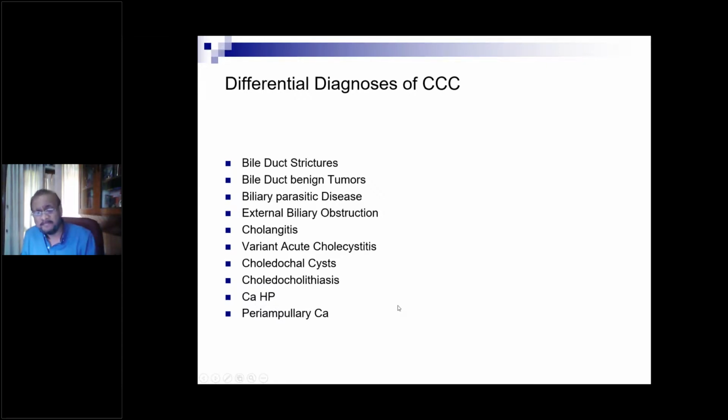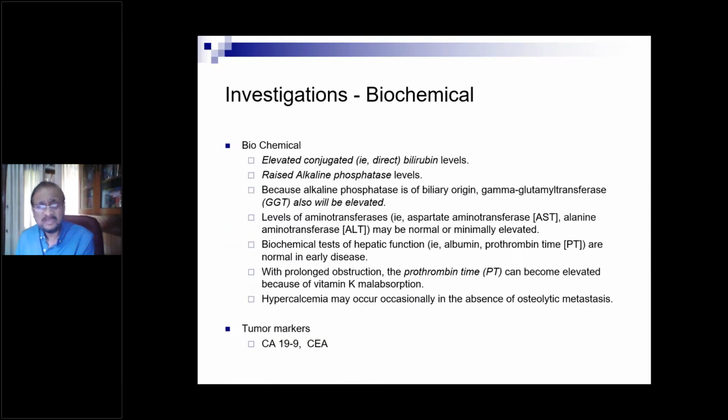So all of these are basically in the differential diagnosis, and the last of them should be cholangiocarcinoma. It doesn't come here. It doesn't come here. It comes somewhere here. That means once you've considered all these causes and ruled all of them out, only then you make a diagnosis of cholangiocarcinoma. The investigations, again, investigations for what?